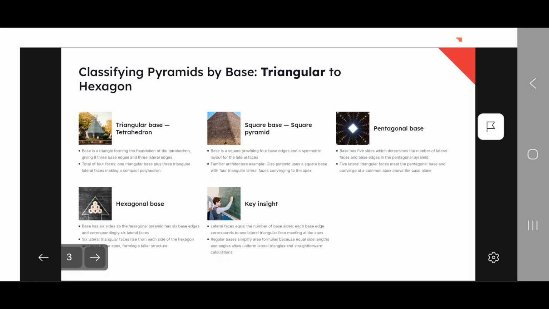So lateral faces equal the number of base sides. Each base edge corresponds to one lateral triangular face meeting at the apex. Regular bases simplify area formulas because equal side lengths and angles allow uniform lateral triangles and straightforward calculations.